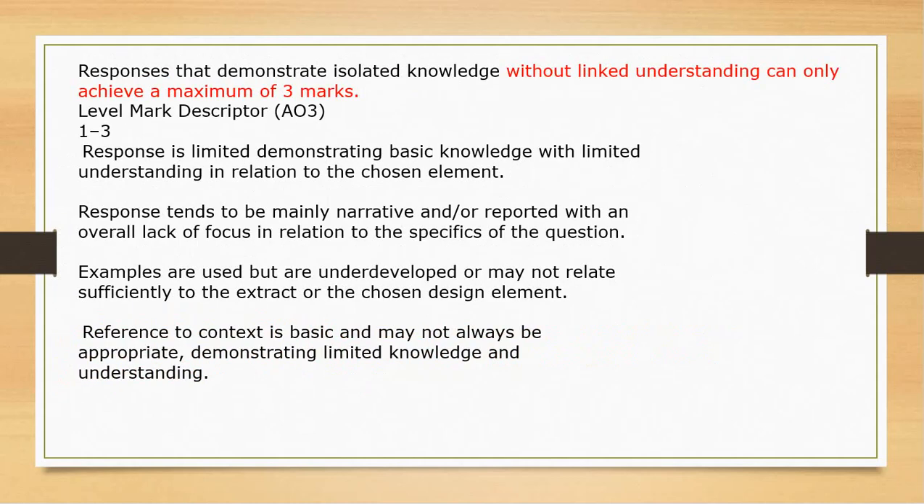So, a few descriptions. For levels 1 to 3, the main word is limited. The response is limited. Mainly narrative. Narrative means you're telling the story, you're stating fact, but you're not really analysing and evaluating. Examples are underdeveloped. I would have a grandfather clock. I would have a table with nice expensive things on it. That's underdeveloped. We need more detail. Context is basic. Priestley wanted to show society, we all need to be together. It's very short sentences, very abrupt. We need to have more detail.